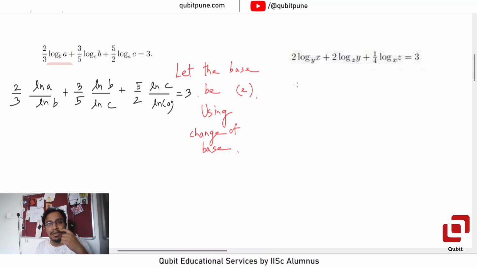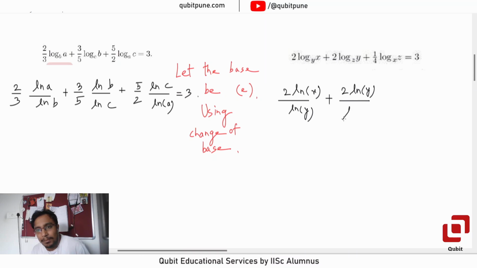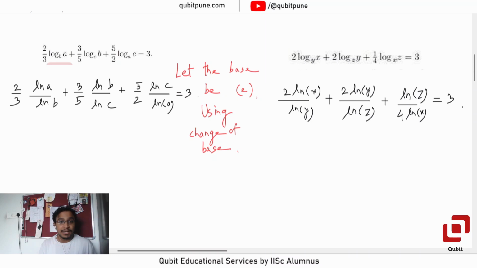Can someone tell me the equation for the second problem? What will it be? 2 ln x upon ln y plus 2 ln y upon ln z plus ln z upon 4 ln x equals 3. Okay. Now this is another critical step in the problem.